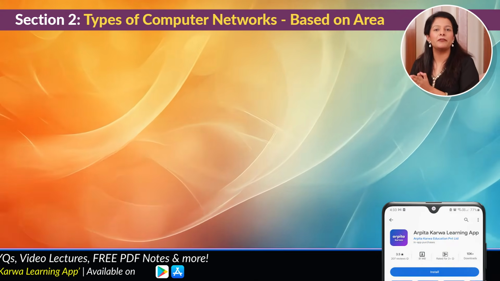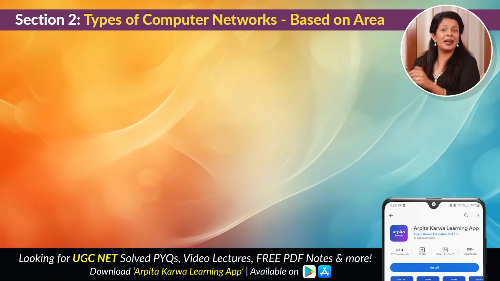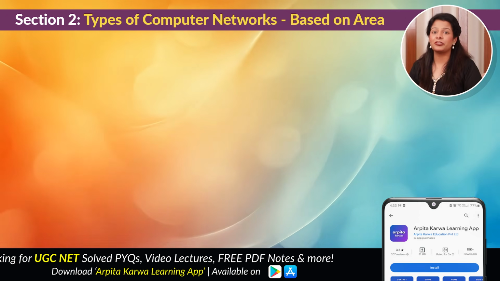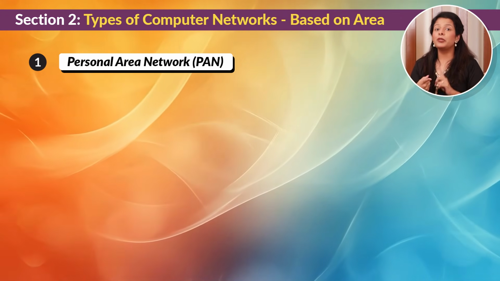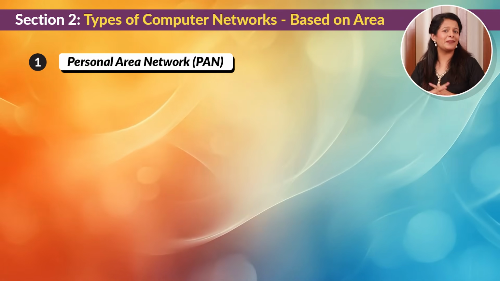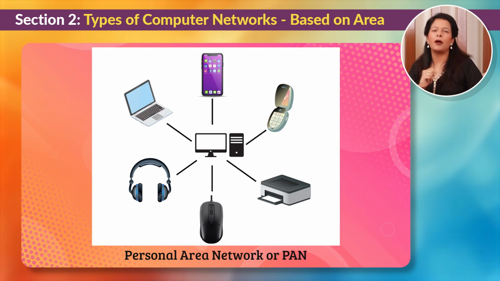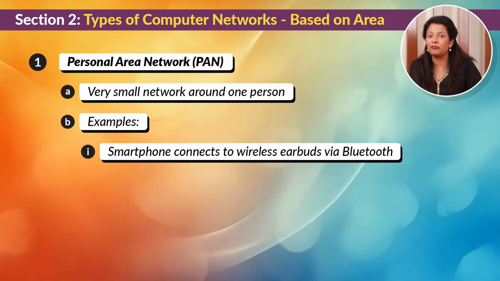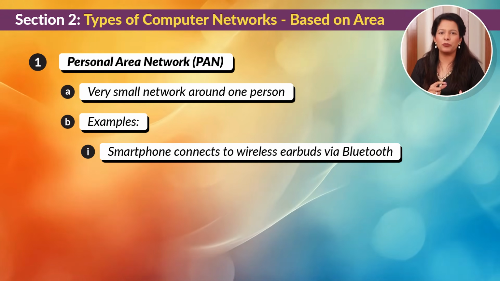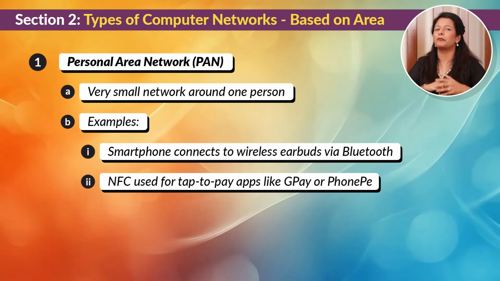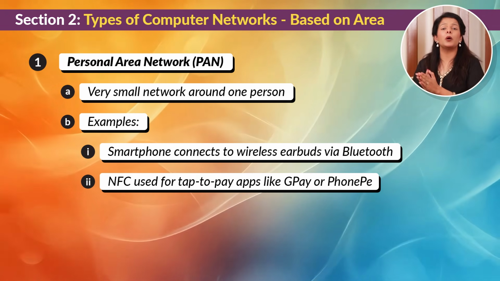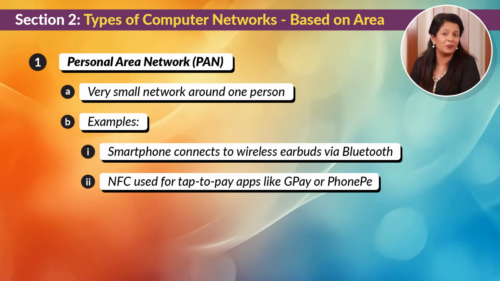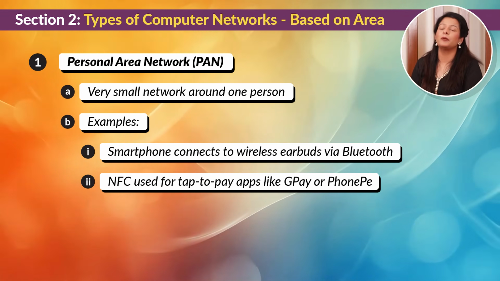First, we come to the different types of computer networks based on the area covered. We'll start from the smallest and move to the largest. Firstly, there is the Personal Area Network or PAN. This is a very small network, usually built around one person. A simple example is when your smartphone connects to your wireless earbuds using Bluetooth. Other technologies like near-field communication or NFC also help create these tiny personal networks, such as when you tap your phone to pay at a store using GPay or PhonePe.